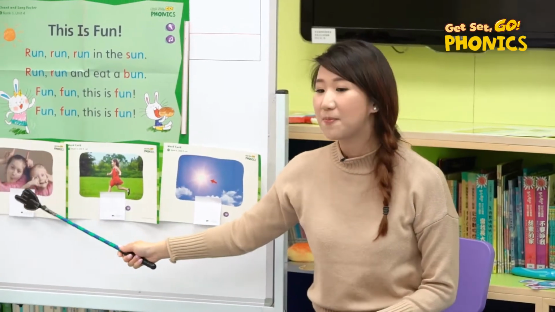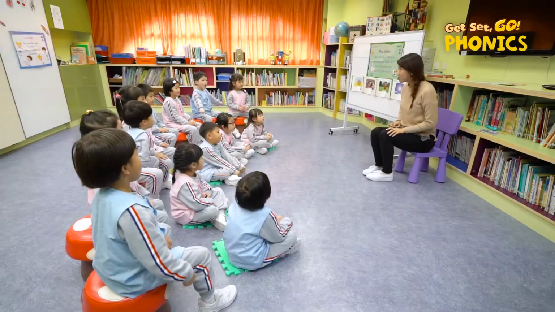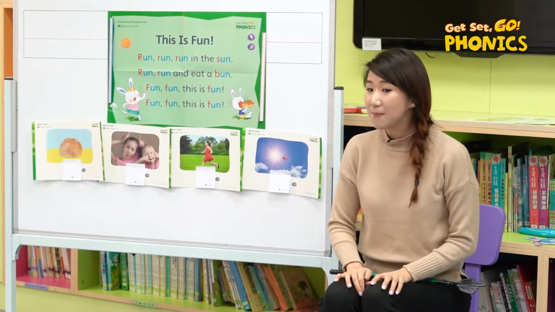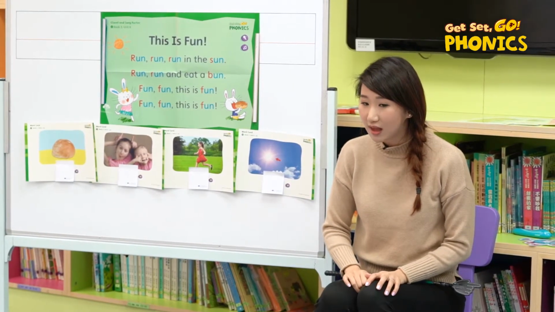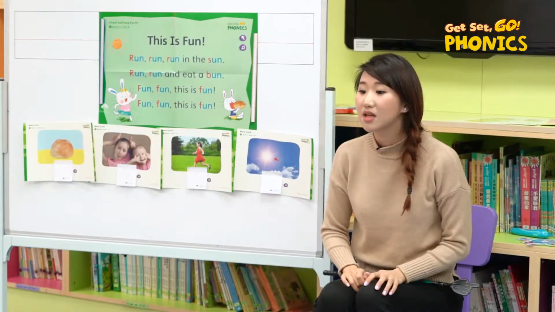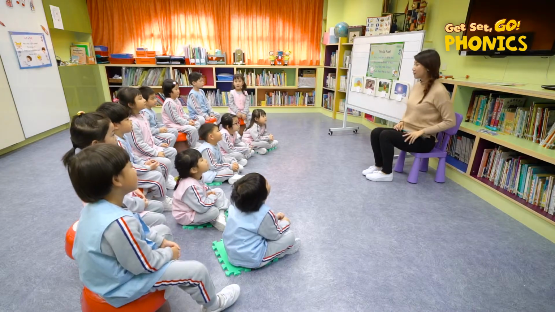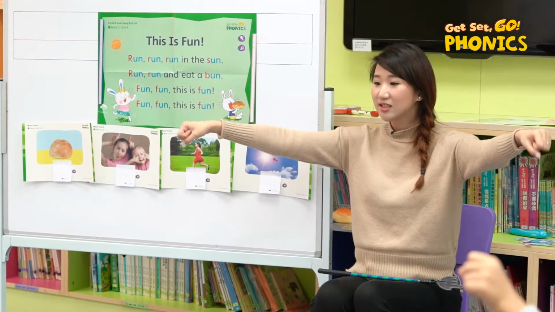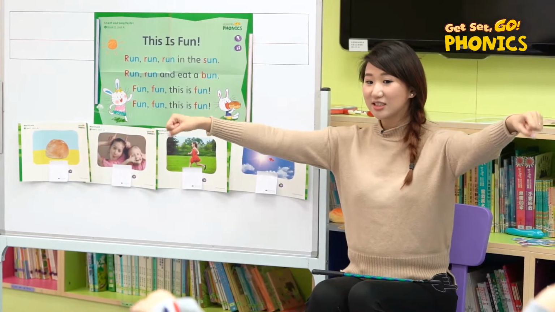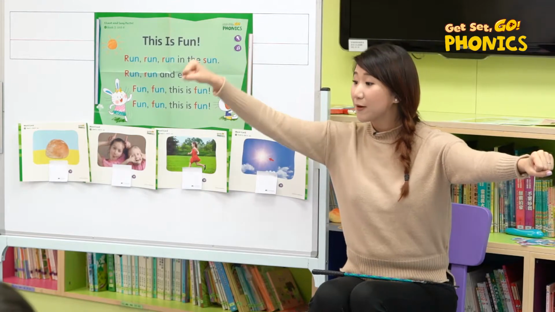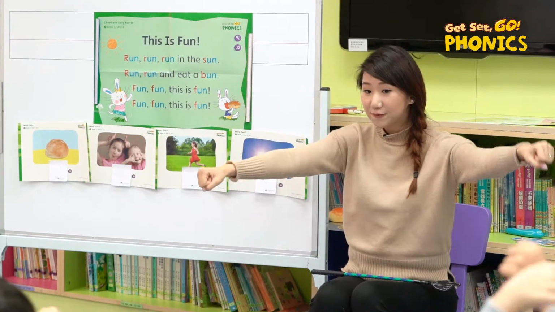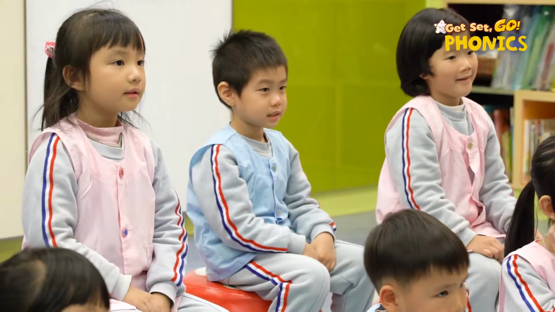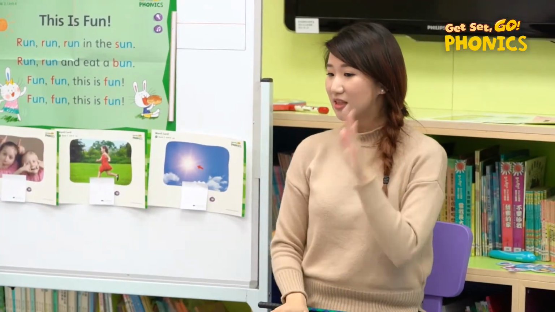What about this? What is the beginning sound? Fun. It's fun, what is the beginning sound? Okay, begins with the sound and it ends with the rhyme un. Okay, all right, and un. Put the sounds together, fist in the air. Okay, do that. All right, ready? Fun. Well done.